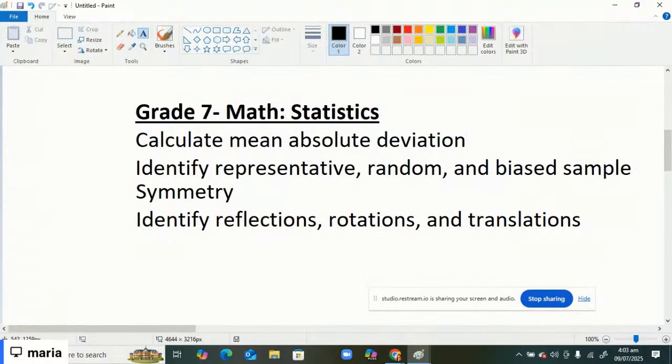So today we are here for grade 7 maths. The chapter we discuss today is statistics, and here is the list of the lessons. The first two lessons are calculate the mean absolute deviation and identify the representative, random and biased sample. These are the two lessons from the next chapter, which is symmetry, and identify the reflections, rotations and translations.